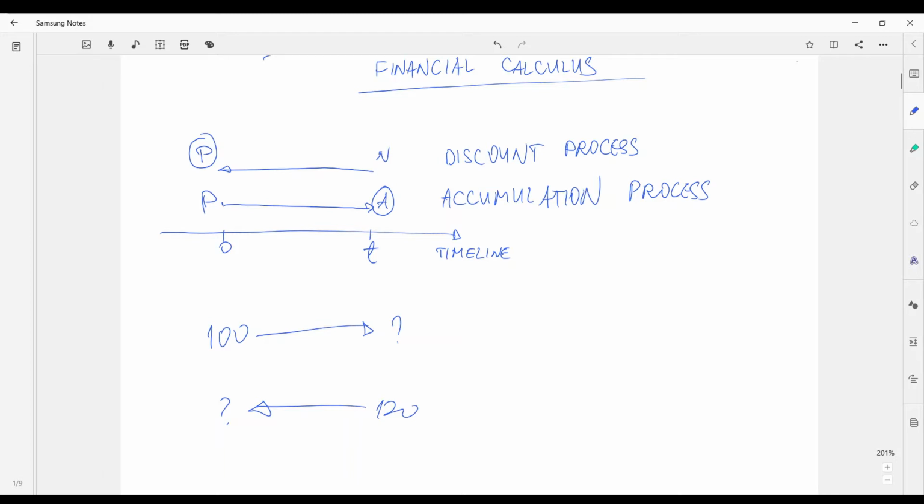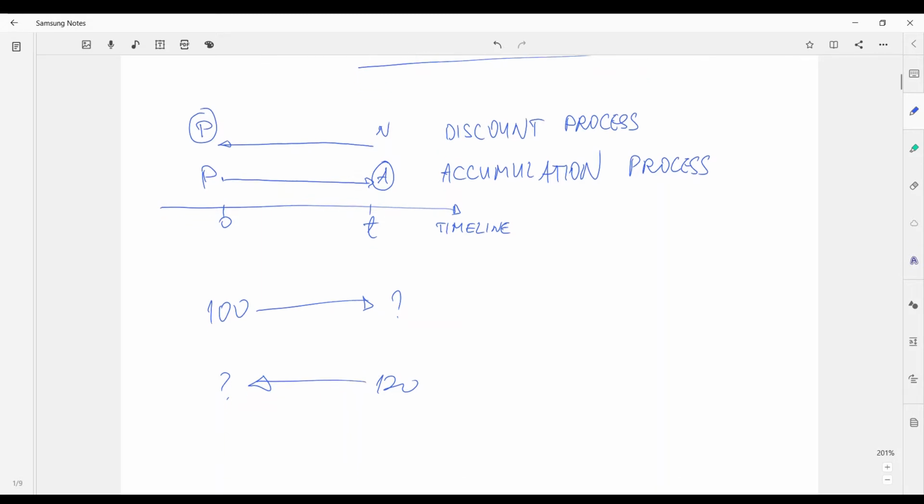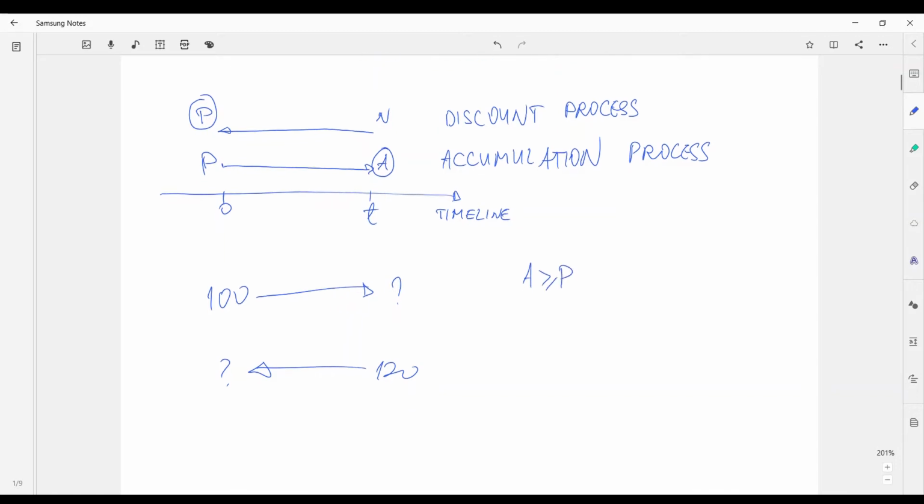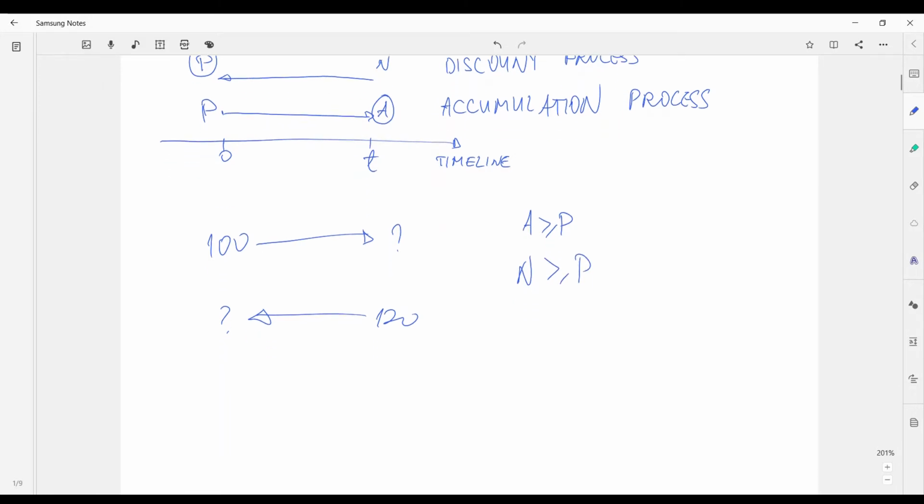Let's concentrate a little bit on the accumulation processes. What are you expecting? That in this accumulation process you are earning money. So I'm expecting that A is bigger than or equal to P. That is the main conclusion here. I also expect the same thing between P and N. I'm also expecting that N is going to be bigger than or equal to P in the discount process. Those are logical conclusions based on the stuff that I have just told you about.